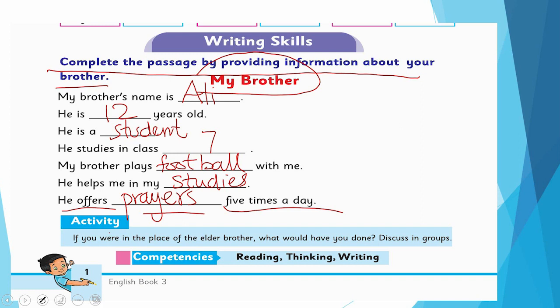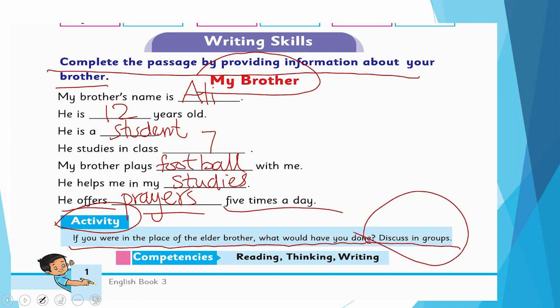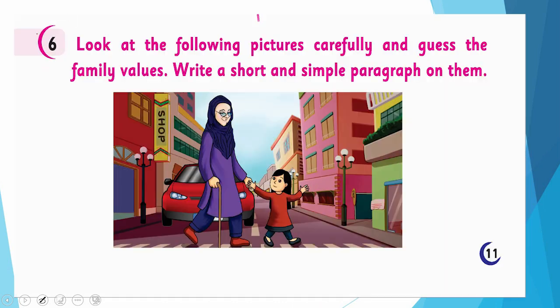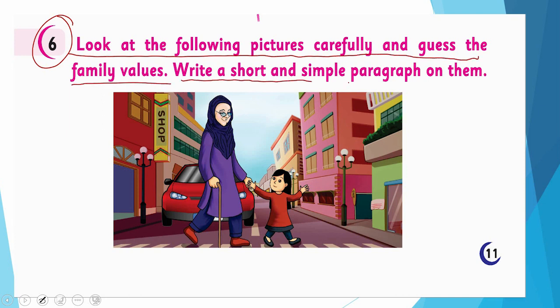There's a small activity here at the bottom. If you were in the place of the elder brother, what would you have done? Discuss in groups. If you have friends, cousins, brothers and sisters, you can do this activity as a discussion with them at home. Practice task. Workbook page number 11 and 12. Question 6 says, look at the following pictures carefully and guess the family values. Write a short and simple paragraph on them.